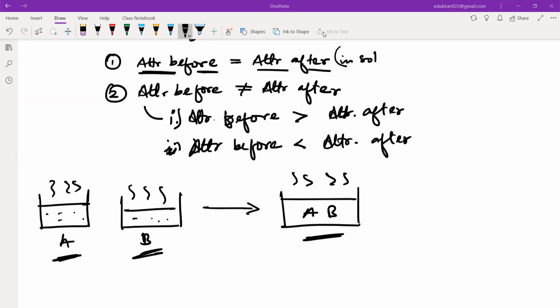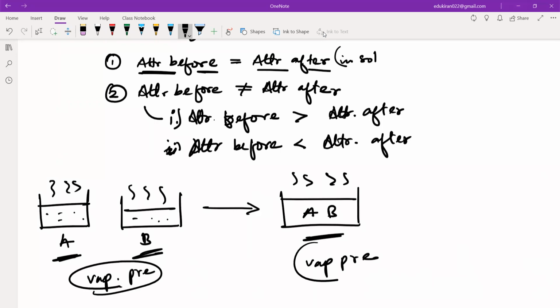Now, if they are escaping in the same manner, that means they will be producing the same number of vapors before and after. If they are producing the same number of vapors before and after, then the vapor pressure before will be equal to the vapor pressure after, है ना? So this is for before, this is for after.